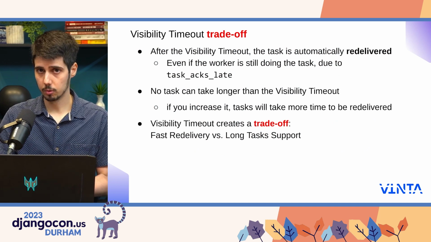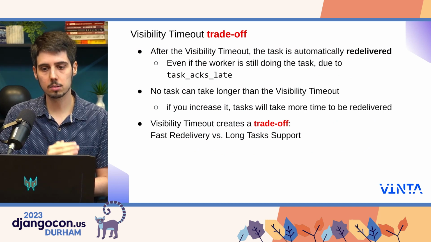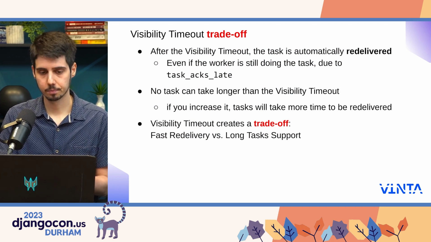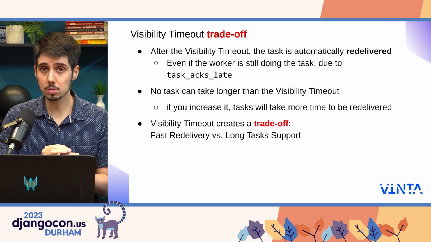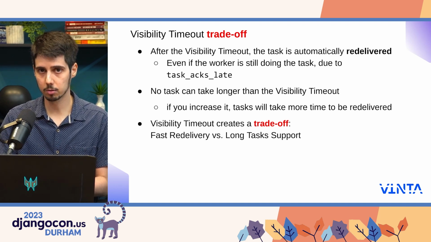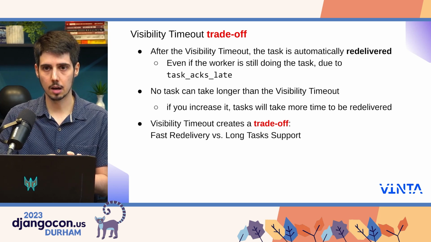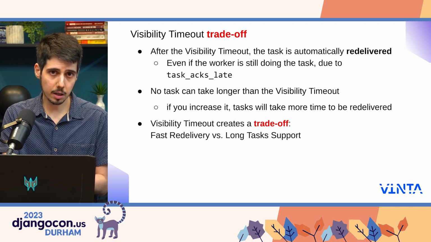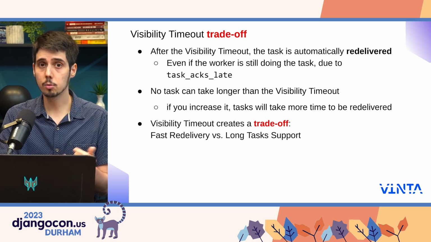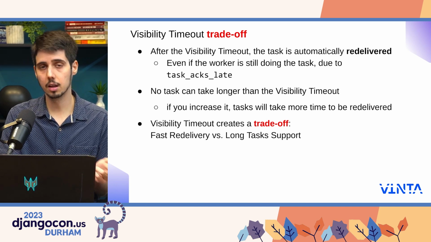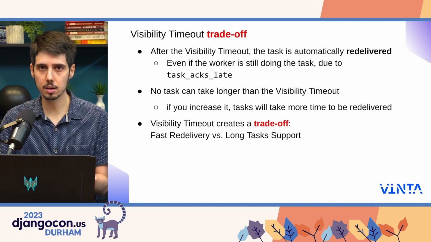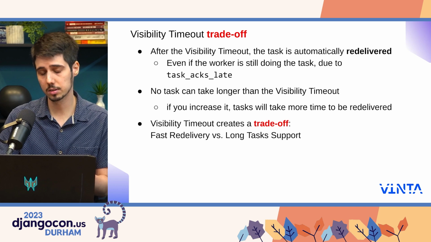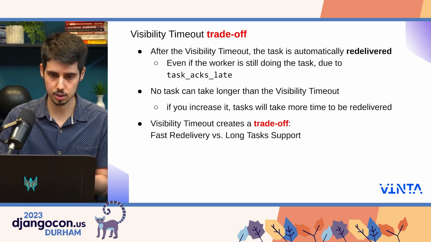There is a trade-off with the visibility timeout. After the visibility timeout, the task is automatically redelivered, even if the worker is still doing the task. Okay, so this is a problem because no task can take longer than the visibility timeout to finish, right? Otherwise, it will just be redelivered and the work will be repeated. If you increase the visibility timeout to give more time to your tasks, it will also take more time for tasks to be redelivered if a worker fails. So you have a trade-off here, right? You are trading off fast redelivery versus long task support. So visibility timeout is not great in general.